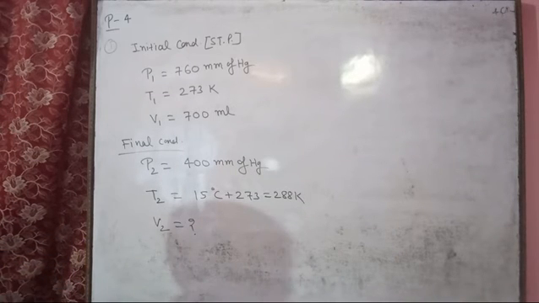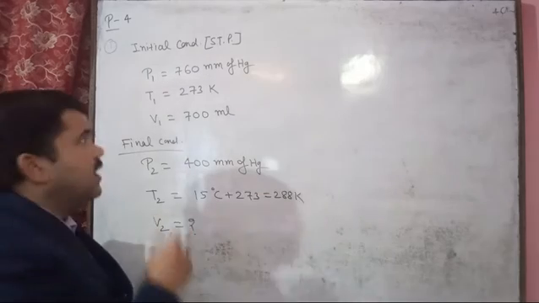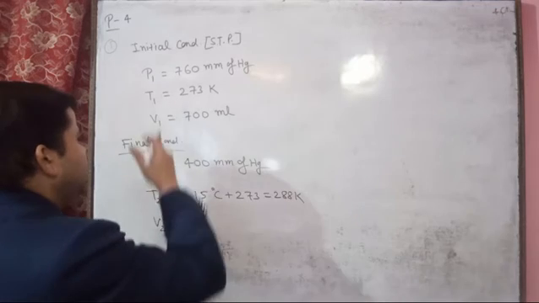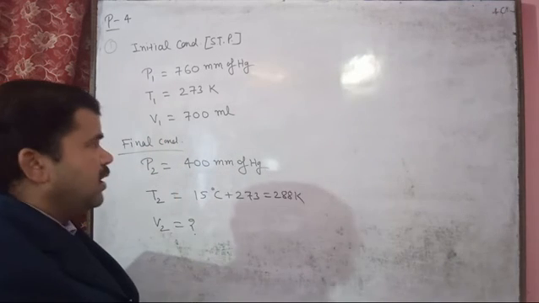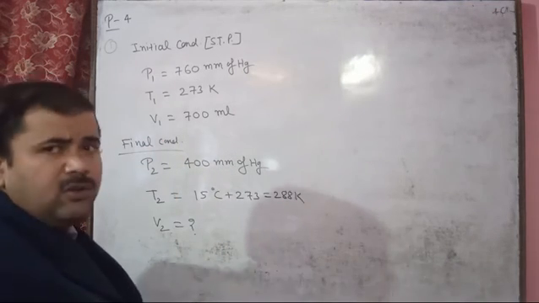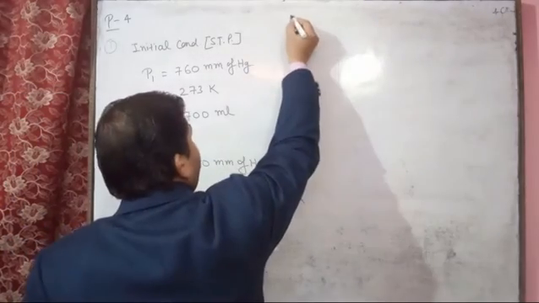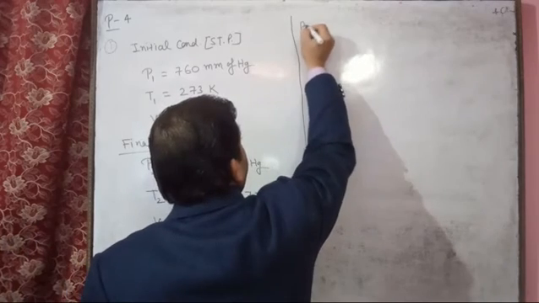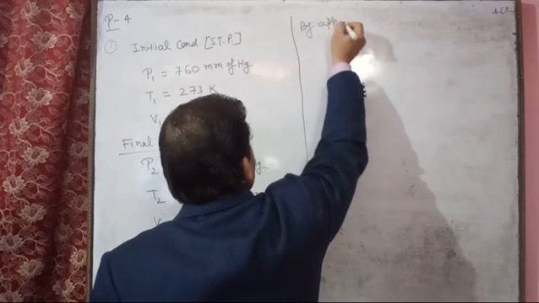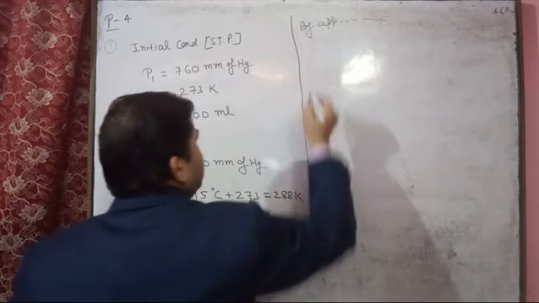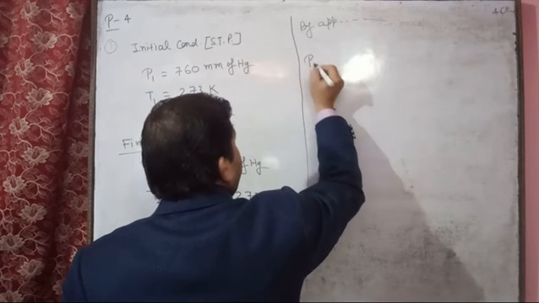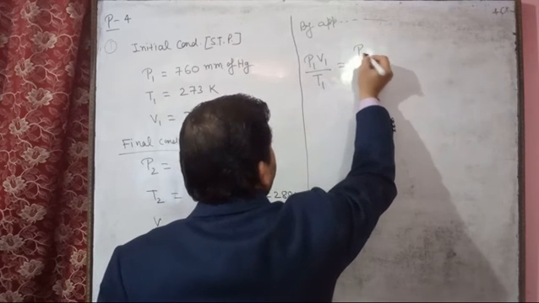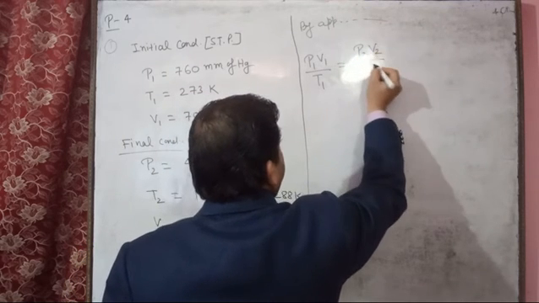You have to determine V2. In this question, all the factors are changing: volume change, pressure change, temperature change. No factor is constant. So here we will apply the gas equation. According to the gas equation, the formula is P1 V1 upon T1 equal to P2 V2 upon T2.